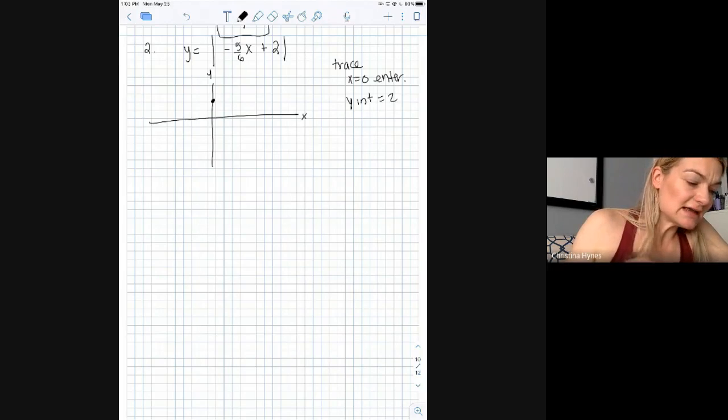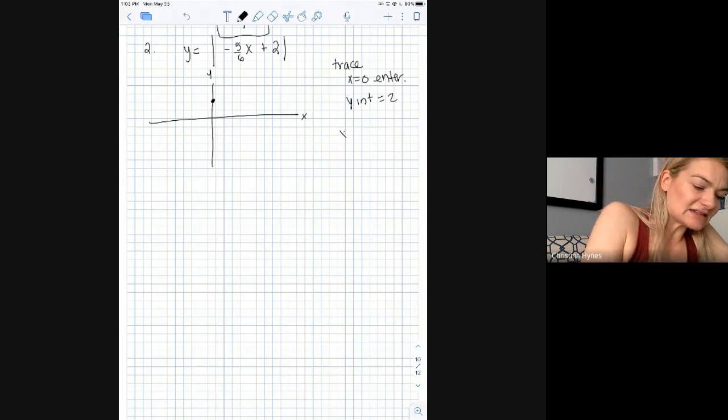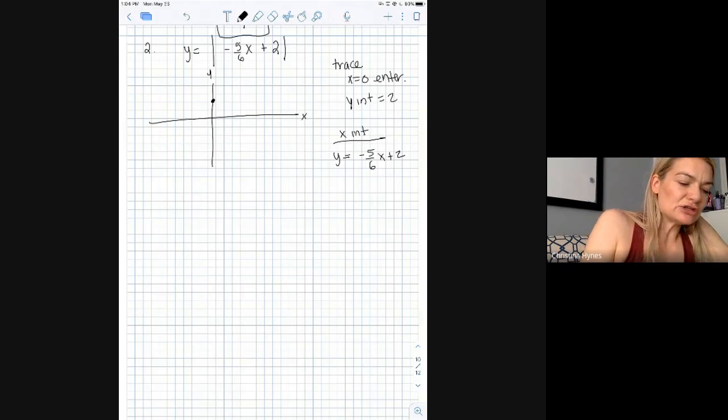Next thing I want is I like to always find the x-intercept algebraically. It just helps me because I just use the equation without absolutes for that. So whenever you're trying to find the x-intercept, set y to 0.